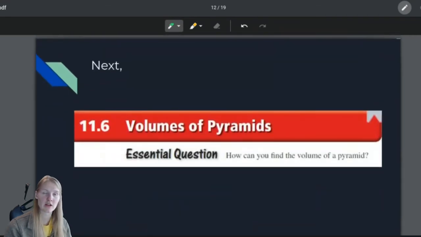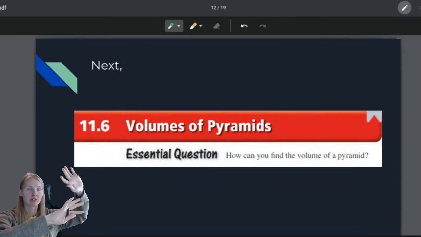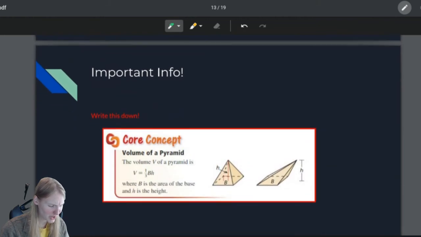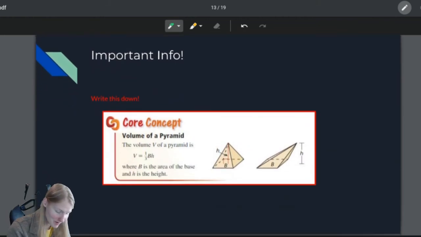Okay, next. Alright, this is going to go quicker because there's only one. We were looking at prisms and then cylinders. This only has pyramids, so this is going to go quicker. Alrighty. How can you find the volume of a pyramid? I am so glad you asked. Like this.